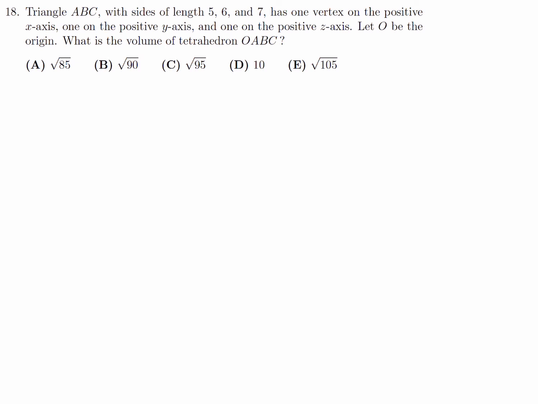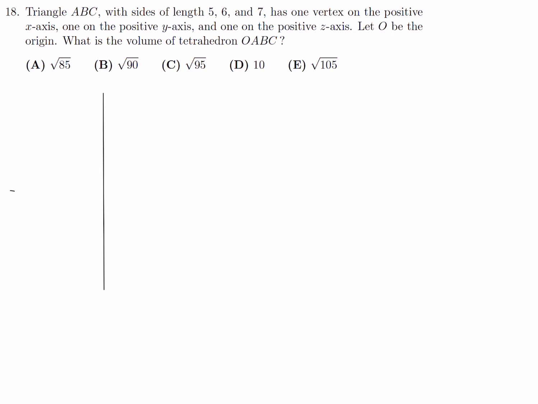Triangle ABC with side lengths 5, 6, and 7 has one vertex on the positive x-axis, one on the positive y-axis, and one on the positive z-axis. Let O be the origin. What is the volume of the tetrahedron OABC? Let's draw our coordinate plane.